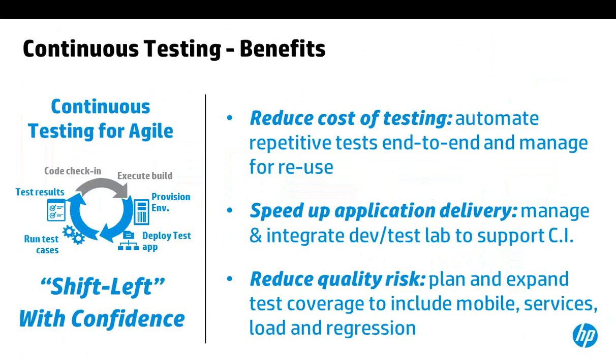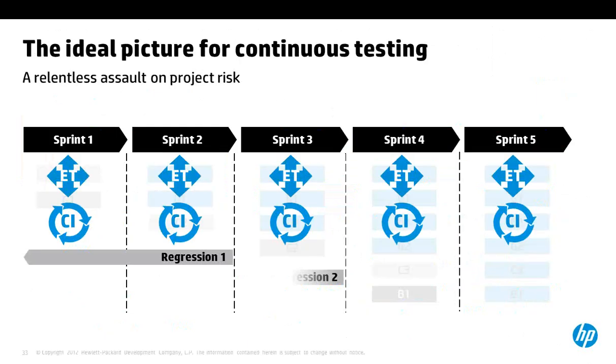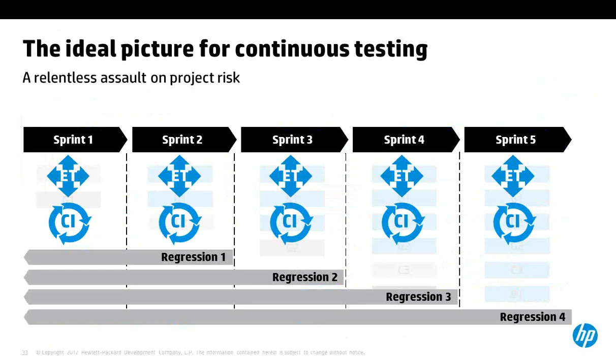So the ideal picture for continuous testing would really involve various stages of testing. The first thing that you see on the top is ET, or exploratory testing. This is testing that is very common in Agile today. There are no authorized documented test plans, but people are still creative enough to go and explore the areas of the application and do exploratory testing.